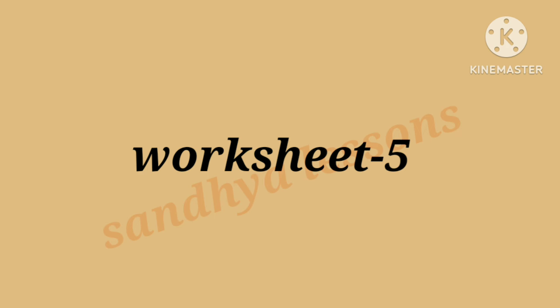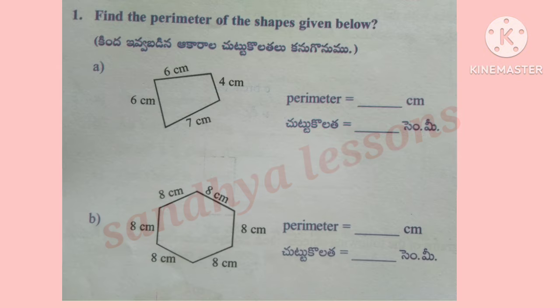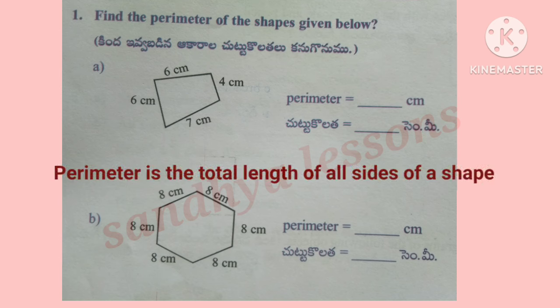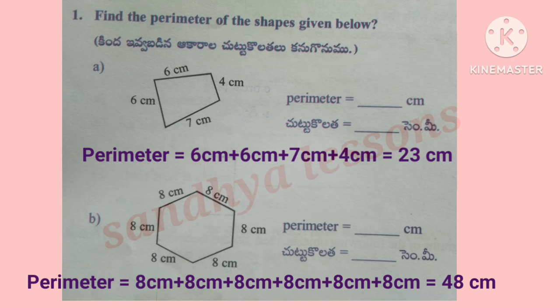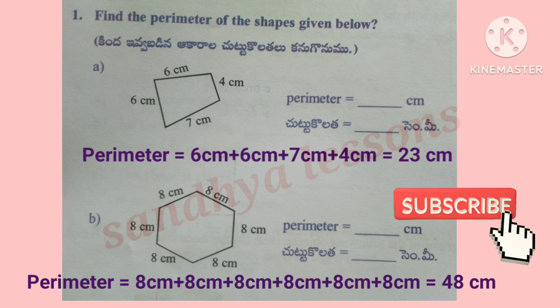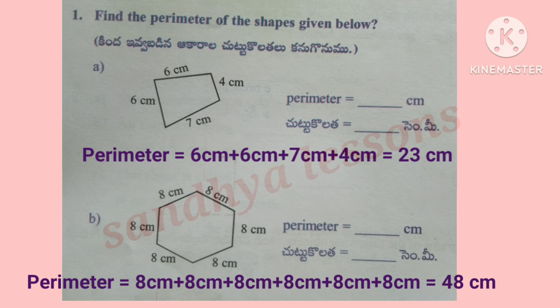Worksheet 5. First Roman, find the perimeter of the shapes given below. Perimeter is the total length of all sides of a shape. A problem, perimeter of the given shape is equal to sum of all sides. That is equal to 6 cm plus 6 cm plus 7 cm plus 4 cm. That is equal to 23 cm. So, perimeter of A shape is equal to 23 cm.